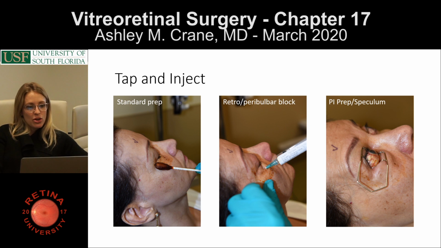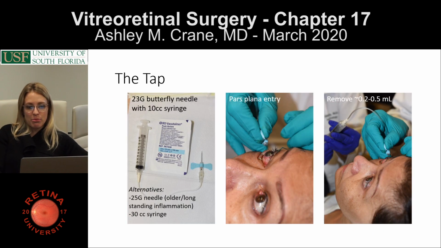All right, so here is a tap and inject prep, standard type of prep. So you do a standard prep like you're doing an intravitreal injection. You can do subconj, I suppose topical, maybe if they're very elderly might be enough, but I usually do a retrobulbar or peribulbar block. That's totally up to the surgeon, and use a speculum. Then here are the options.